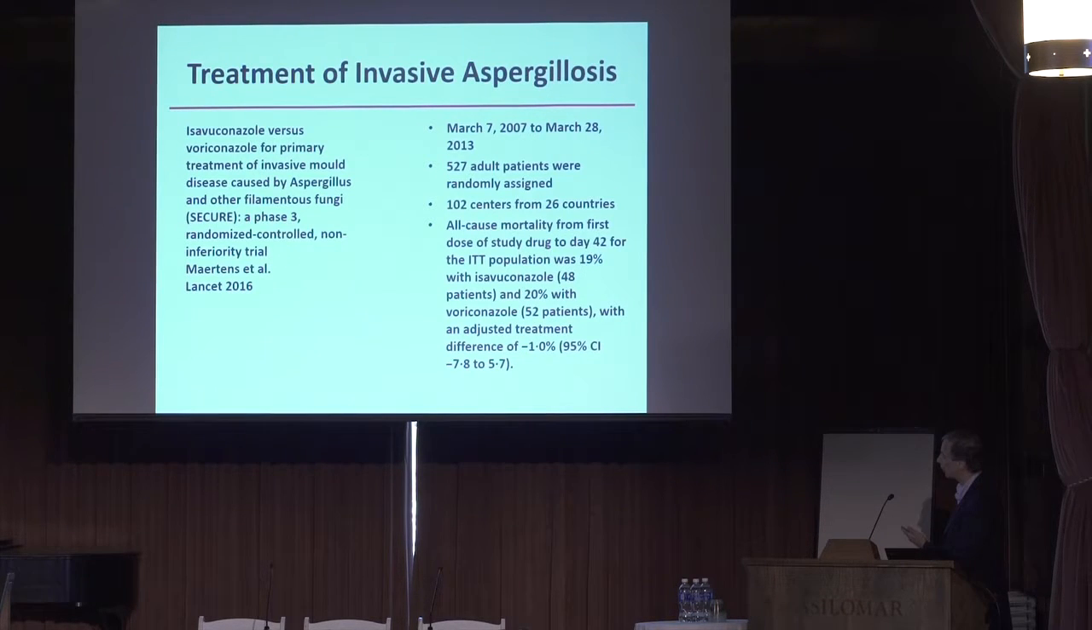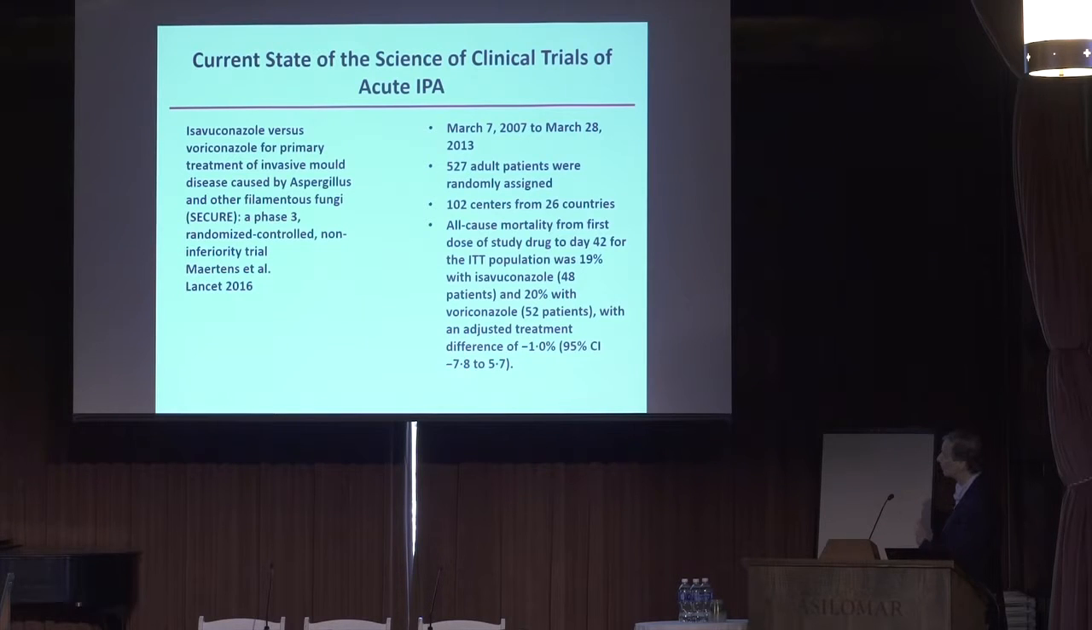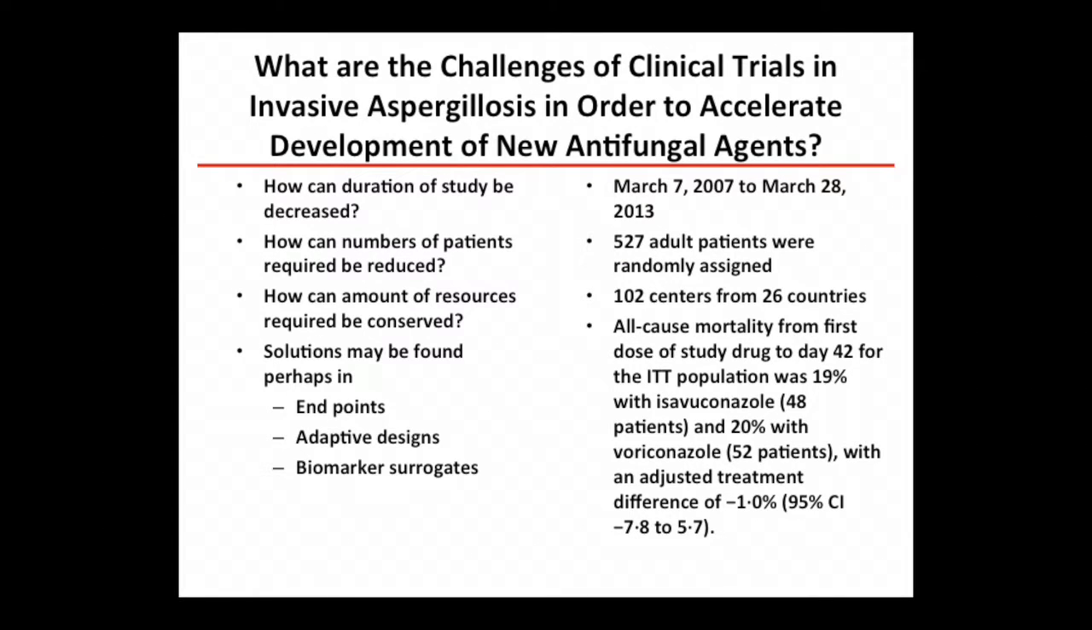So if we then ask the question, what can we do in terms of improving the current state of the science, given what we have here, we can ask the questions, how can duration of study be decreased? Do we really need half a decade? How can numbers of patients be reduced? Do we need 527? How can the amount of resources be diminished? Do we really need up to $20 million? The solutions can be found perhaps, and we can discuss them here later, in endpoints, adaptive designs, building upon our oncology colleagues, and biomarker surrogates, for example.